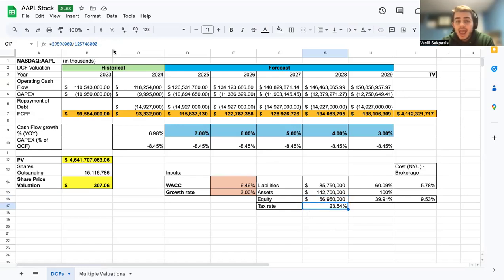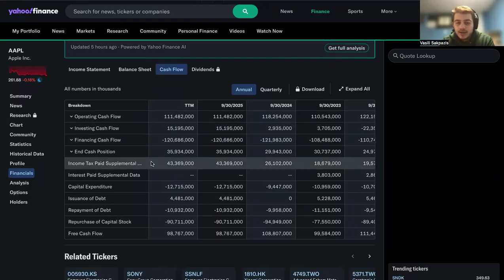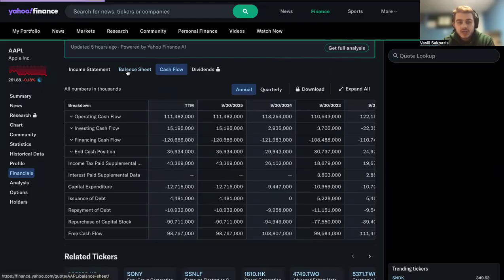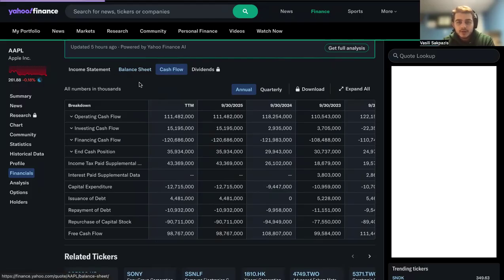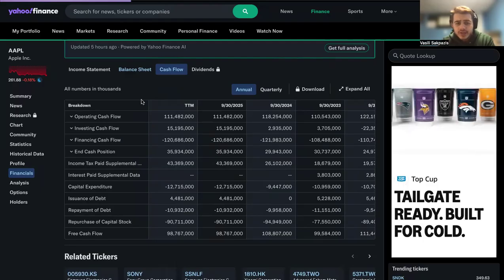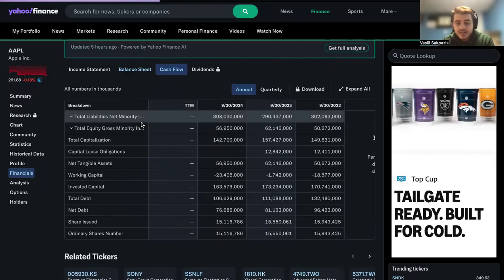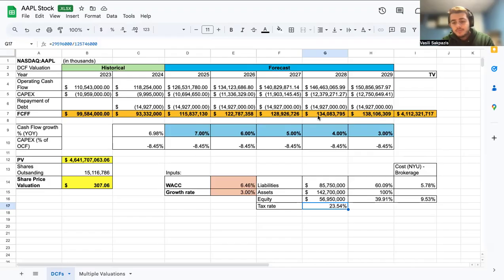Mind you, you can get everything of that here in Yahoo Finance. So instead of cash flow, we'll look at the balance sheet, and it might take a second to load. You'll take a look at the balance sheet for the assets. You guys will see here we have total liabilities, total debt, and so forth. Basically, with that, we have a breakdown.